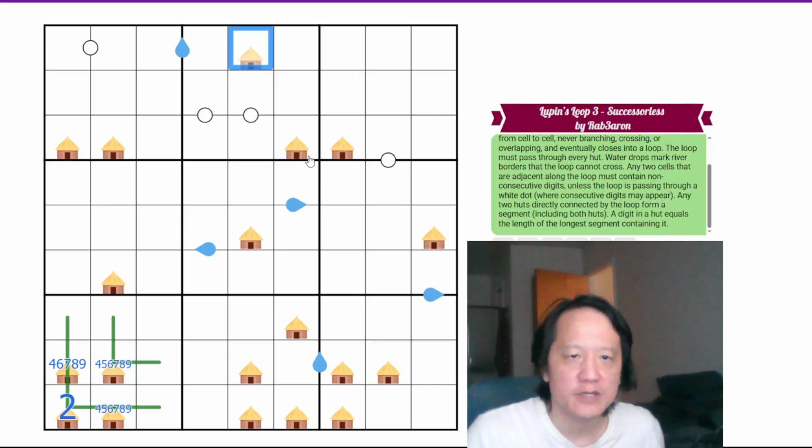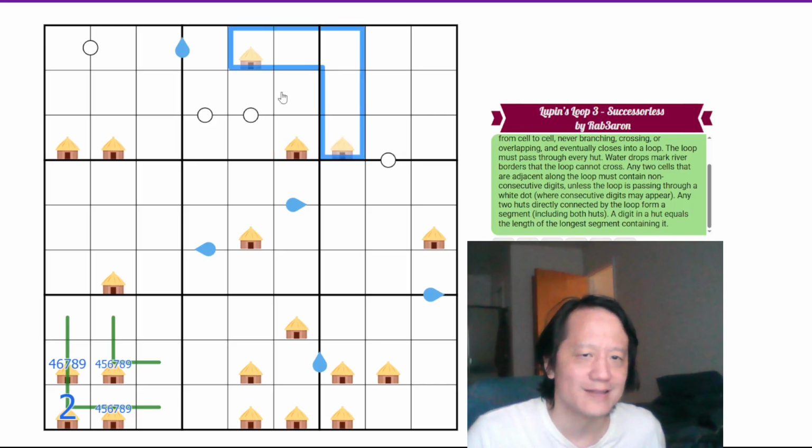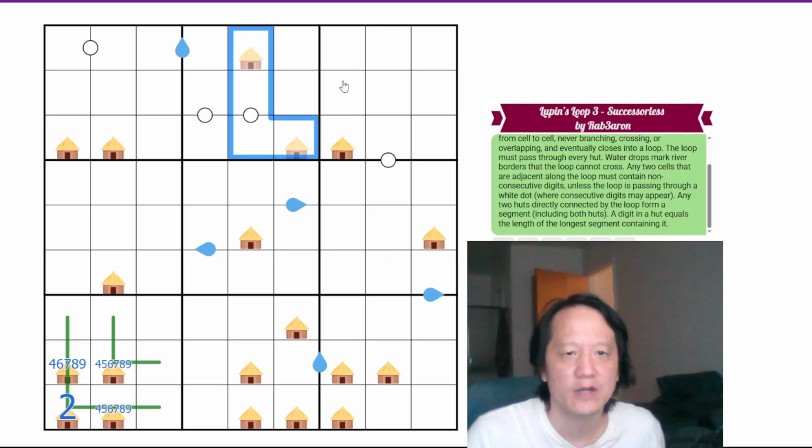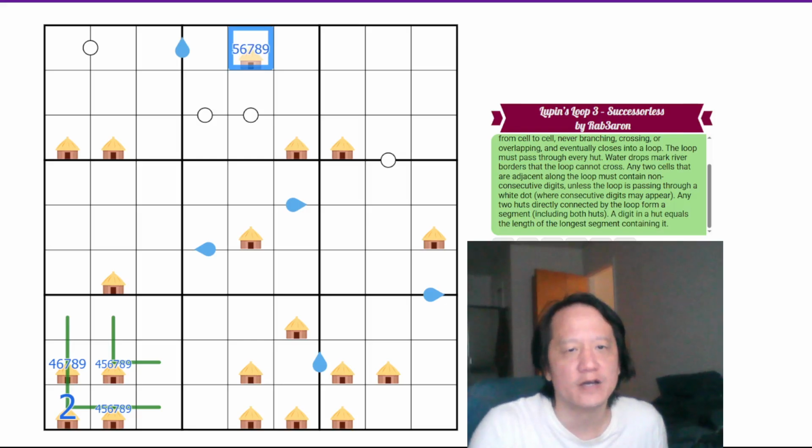This has to be at least... Actually, I think this is at least 5. The shortest one is 4 away, and the longer ones are at least 5 away. So technically this could be 5 away, going that way or that way. So this has to be 5 through 9.